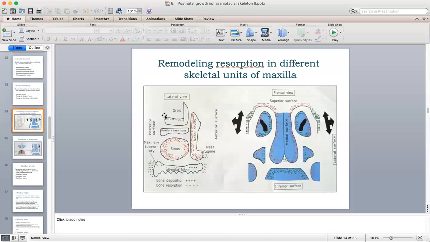So here you can see the various areas where remodeling occurs. The orbits are defined by remodeling. The superciliary ridges, of course, are not part of the maxilla, but there is deposition in the superciliary ridges. Then the borders of the orbit, the nasal prominence, the anterior nasal spine. The spine is a depository area. Above the spine there is a depression, and below the spine there is a depression. These are resorptive areas. The zygomatic prominence is a depository area.